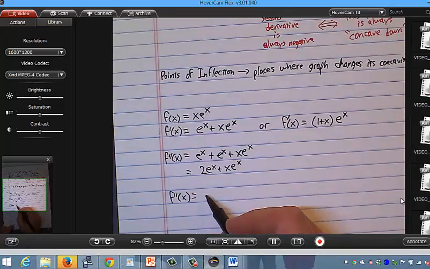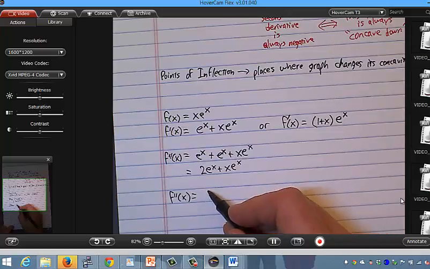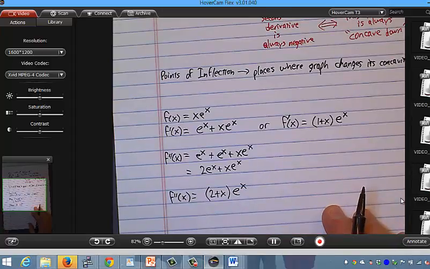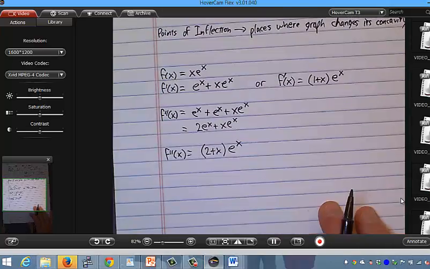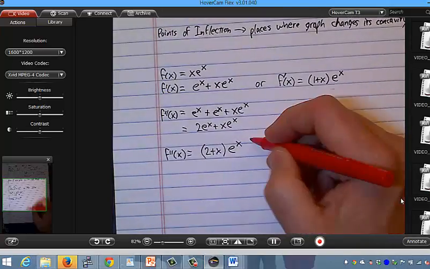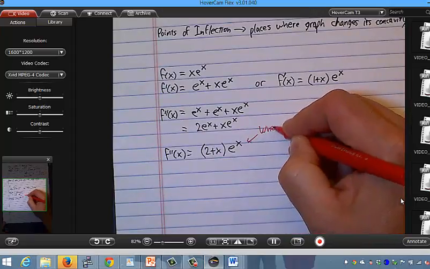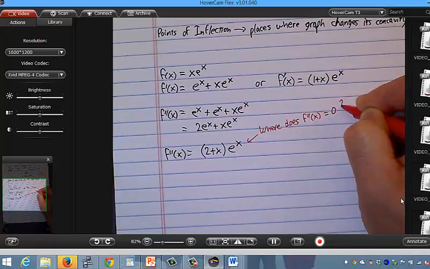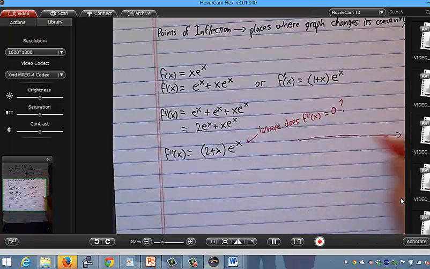So let's see. What do I do here? Well, I would write (2 plus x) e to the x, because e to the x is the common factor. So maybe a question: where does f double prime of x equal 0? That's the question I want to ask. You would also ask where it is undefined, but this one's not undefined anywhere. And I'm going to make a sign diagram. So you guys, what would you say? Where does this equal 0?